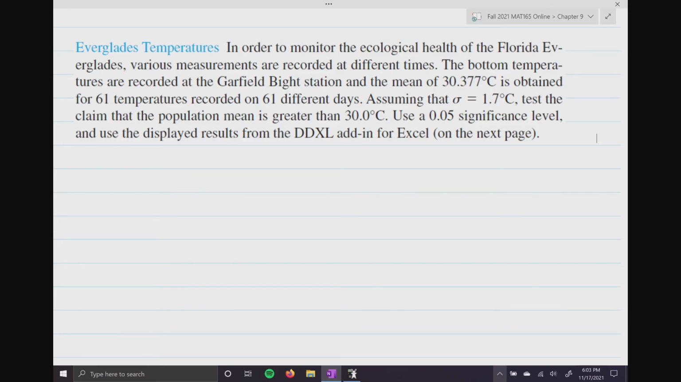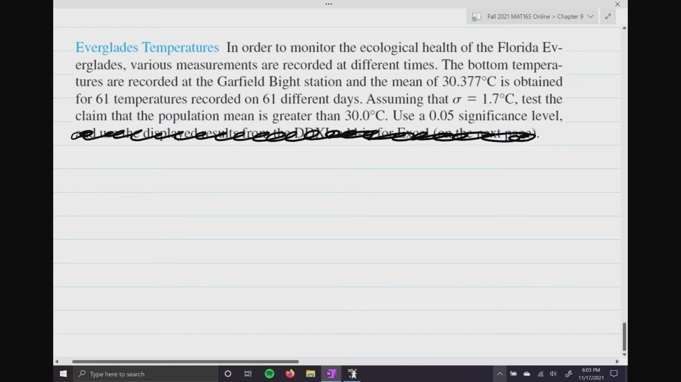Anyways, assuming that sigma equals 1.7 degrees Celsius, test the claim that the population mean is greater than 30.0 degrees Celsius. Use a 0.05 significance level, and we are not going to be using the displayed results because we're going to be doing it ourselves.